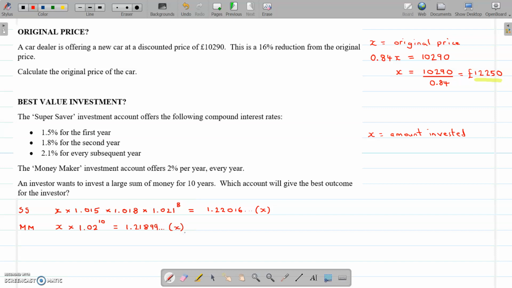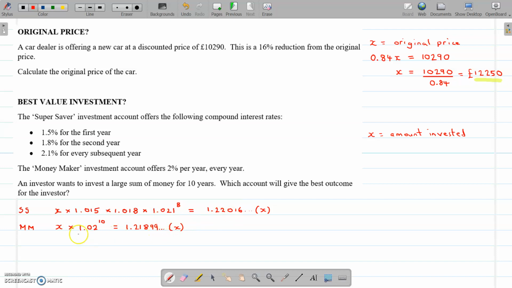Now, as I said, it doesn't matter what X is, it's the same for each one because that's the amount you started with. But the point is the first option, the Super Saver, increases your amount by 1.22 times. This increases it by 1.21. But notice how close they are. If you'd only done it to 1 decimal place, you wouldn't have known the answer because they both would have been 1.2. Quite often in these comparison questions, the two answers are very close. So you need to go to quite a few degrees of accuracy just to be sure.